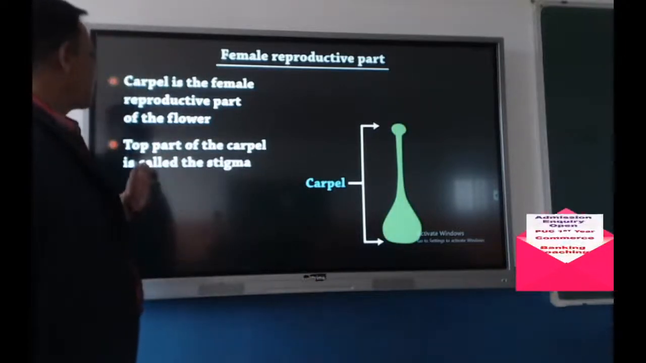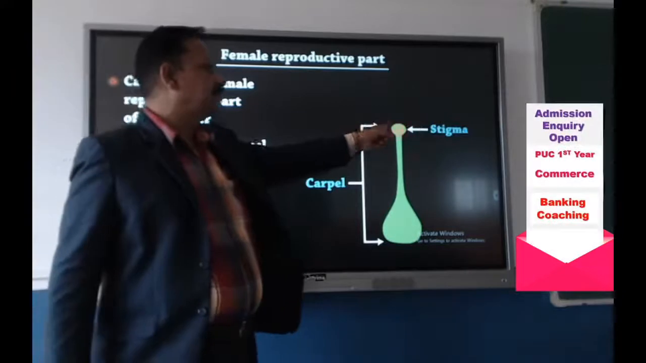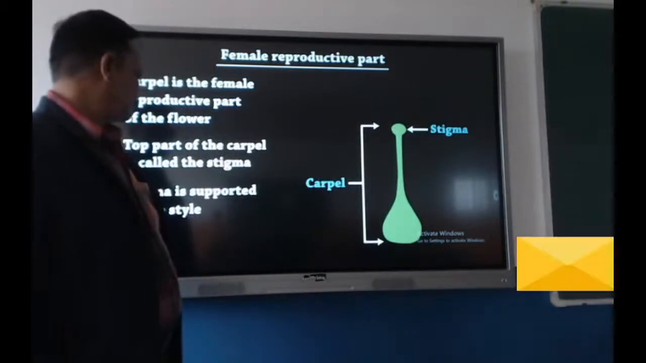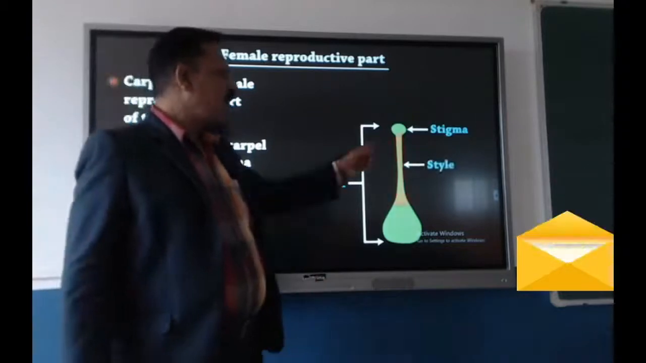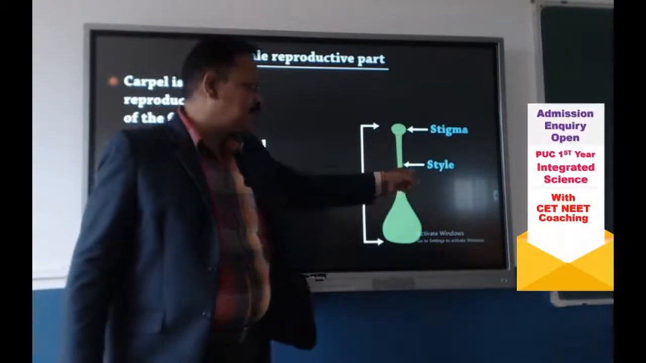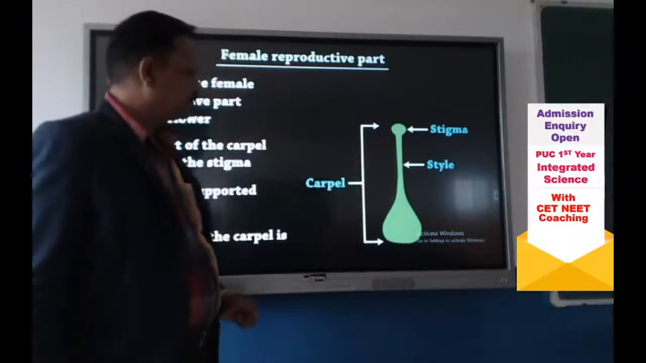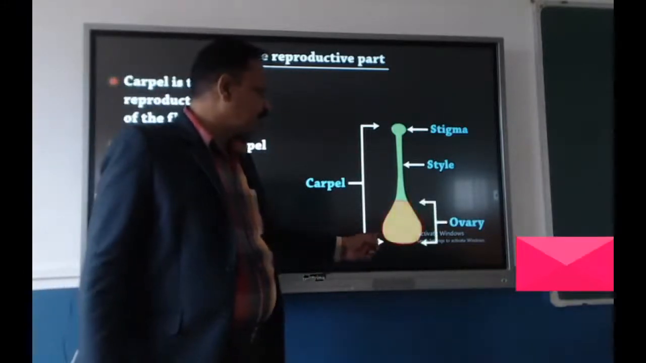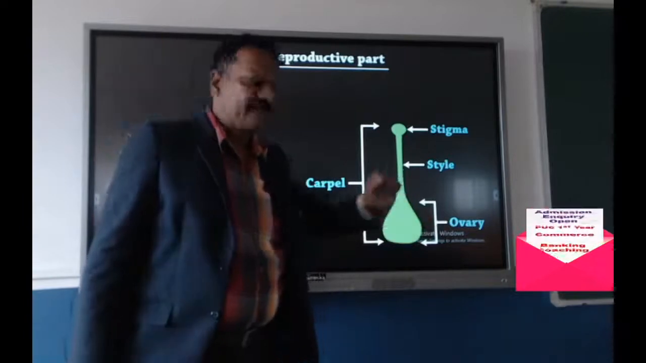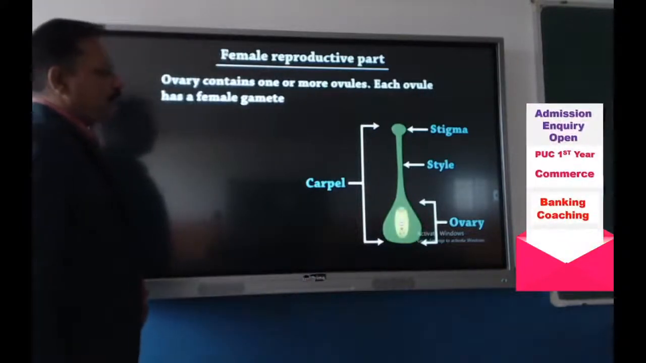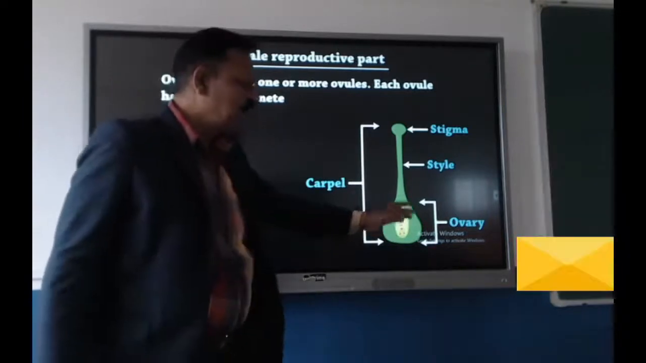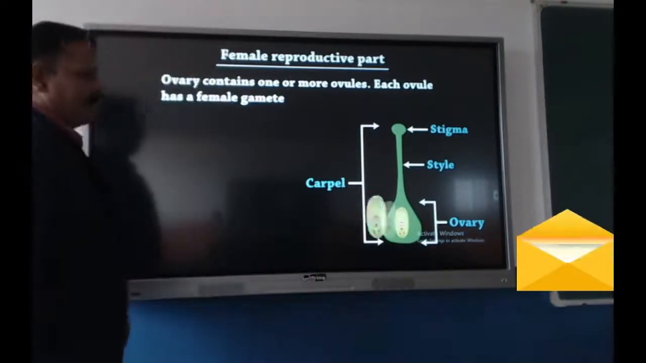The top part of the carpel is called the stigma. This is the stigma. The stigma is supported by the style. This long elongated tubular body is called the style. This part of the carpel is the ovary, and this bulbous structure you are calling the ovary. The ovary contains one or more ovules. So the ovule is present inside the ovary.